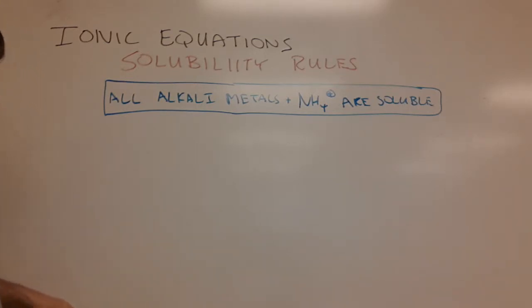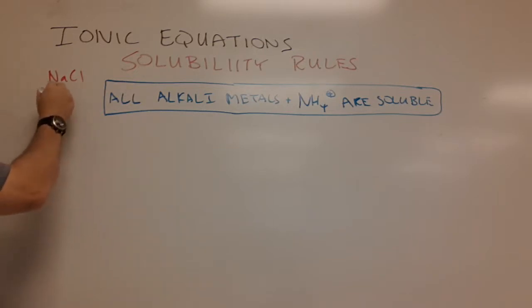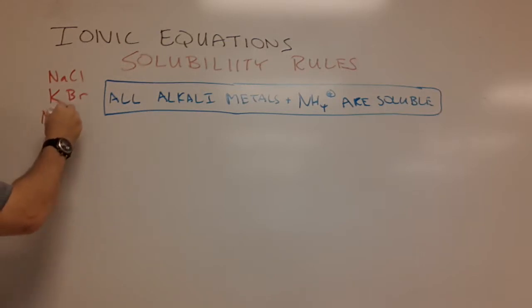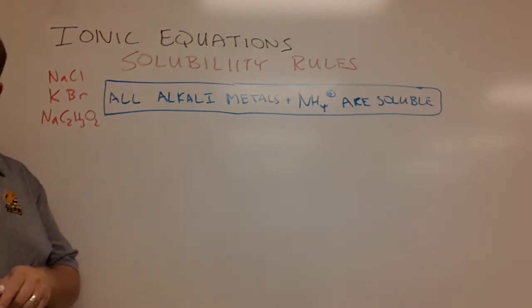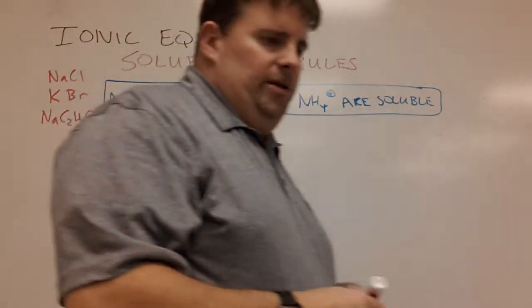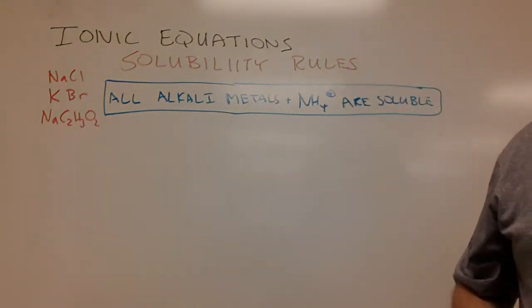All right? So to give you an example, I know that NaCl is going to be soluble in a solution. I know that potassium bromide is going to be soluble. I also know that sodium acetate is going to be soluble because it's got a sodium associated with it. Okay? All of those guys are going to be considered soluble, right?